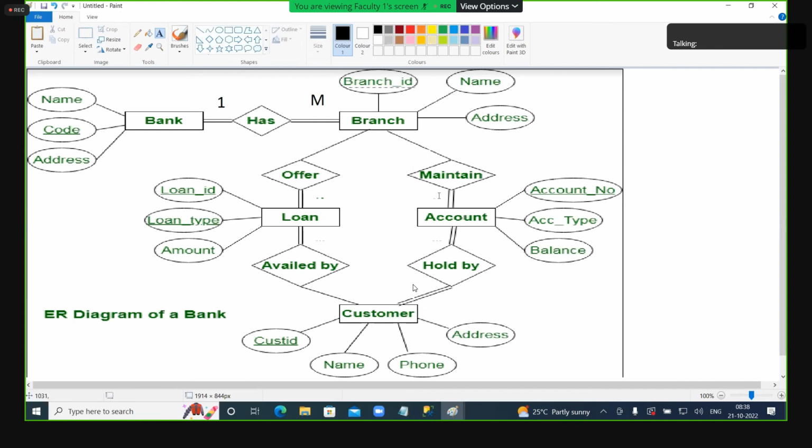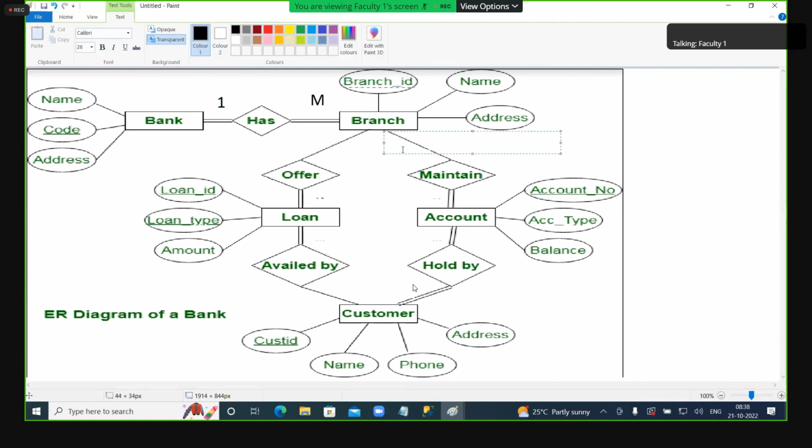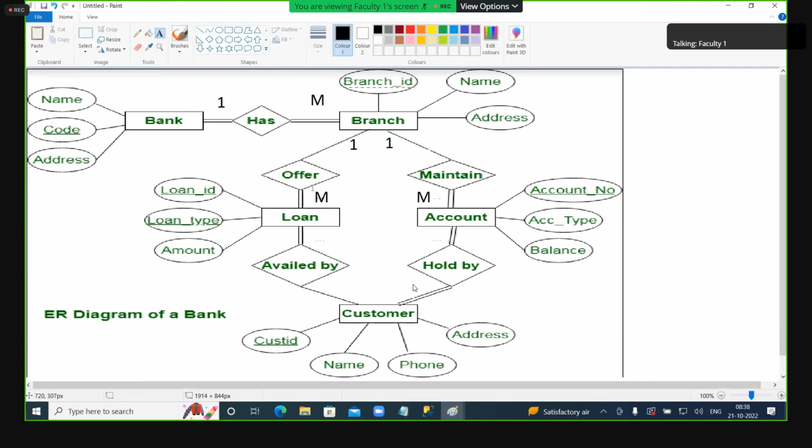Now branch and accounts. One branch offers how many accounts? Many accounts. And one account is associated with how many branches? One branch. So the relationship between branch and accounts is one to many. Next, branch and loans. One branch offers many loans, and one loan is associated with one branch. The relationship is one to many.